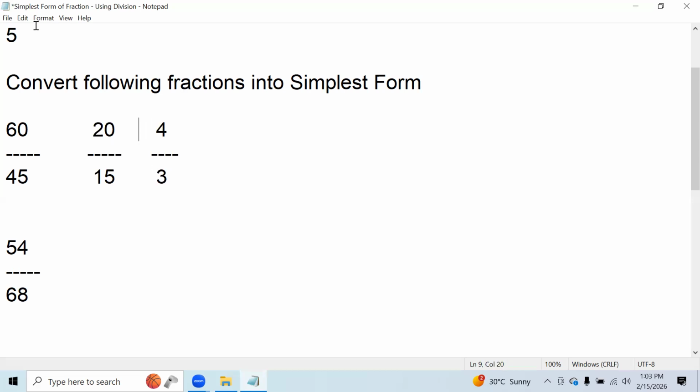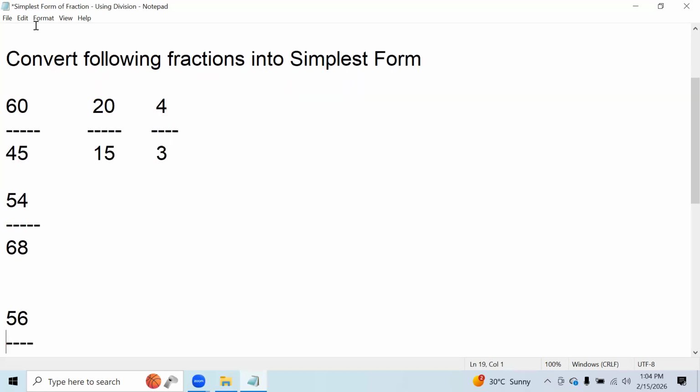So now try to find out if there is any number apart from 1 by which 4 and 3 are divisible. Do we have any such number by which we can divide 4 and 3 completely apart from 1? No. So here we need to stop, and I understand that this is the simplest form of 60 upon 45 because we cannot divide this numerator and denominator by anything other than 1. There is no common factor other than 1. So 4 by 3 is the answer for 60 upon 45.